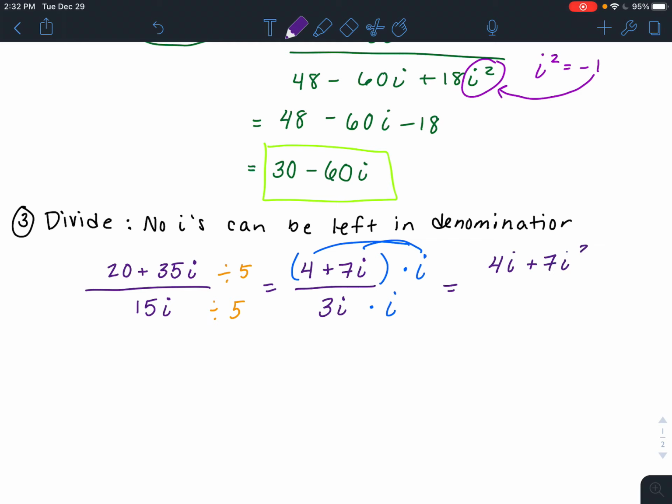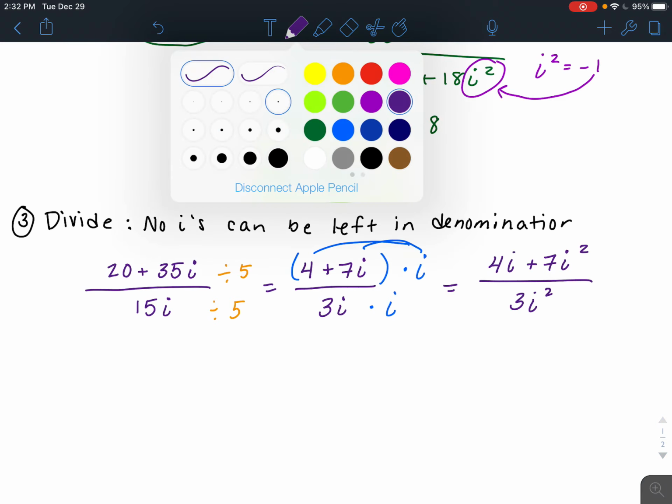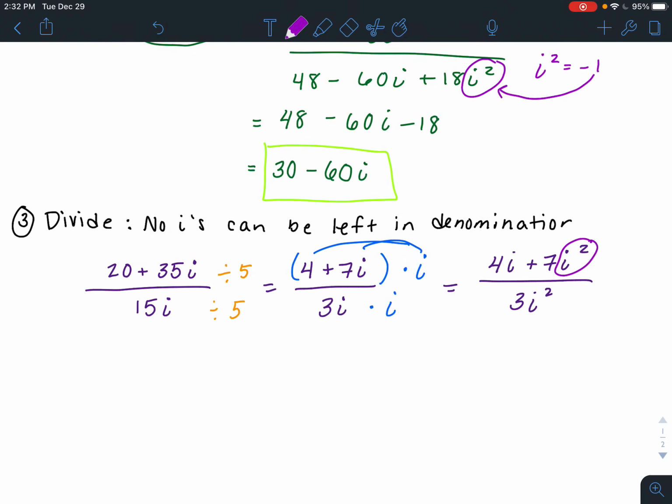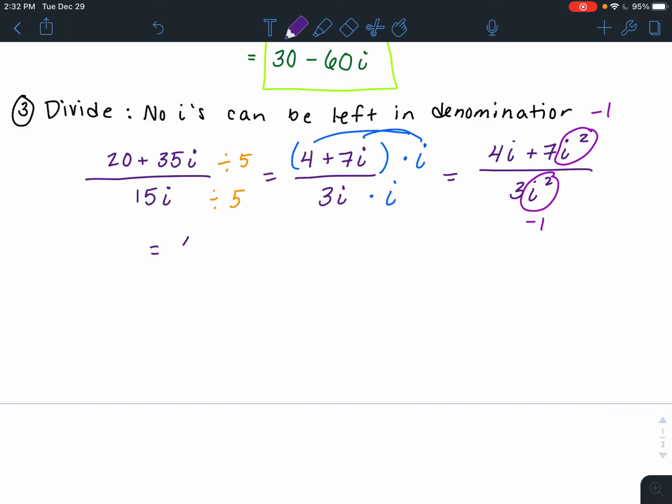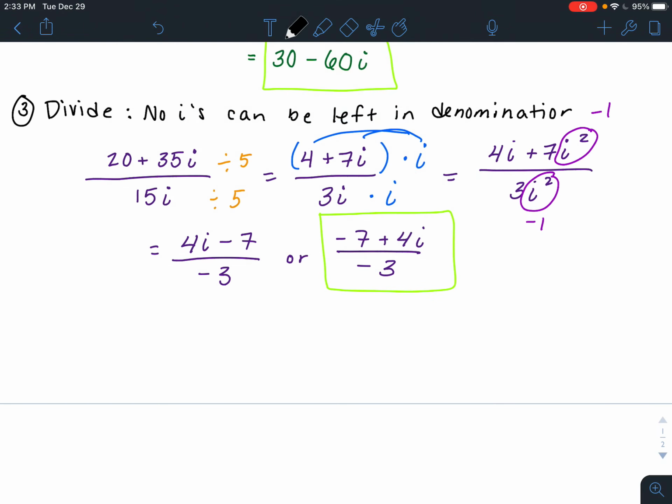So I'm going to get 4i plus 7i squared all over 3i squared. And then anywhere I see i squared, I'm going to replace this with -1, which means I'm going to end up with 4i minus 7 all over -3. And then typically we write the i as the second part of the complex number, so I'm just going to reverse the numerator. And I can leave my answer just like so.